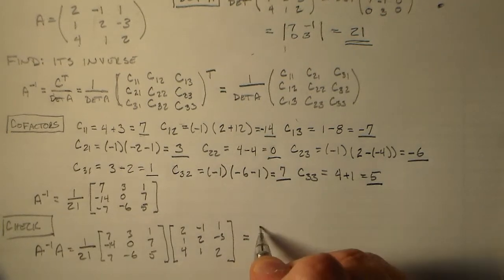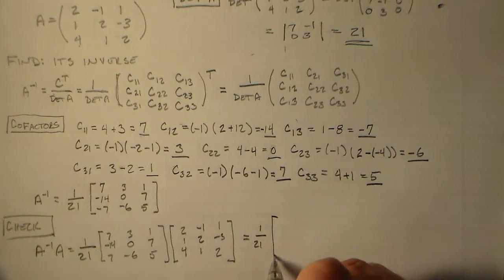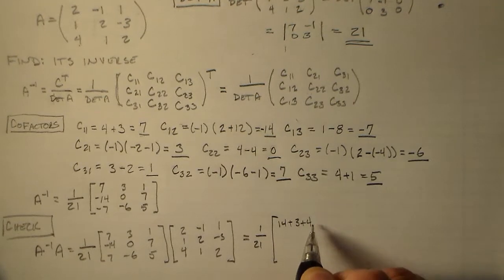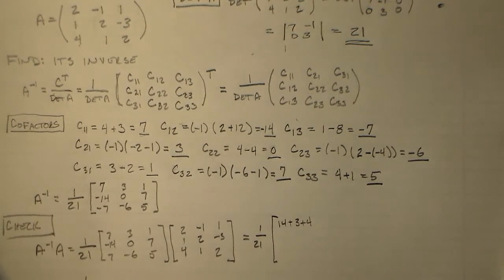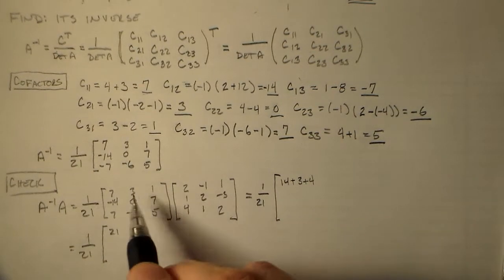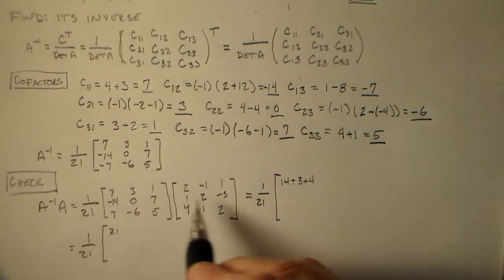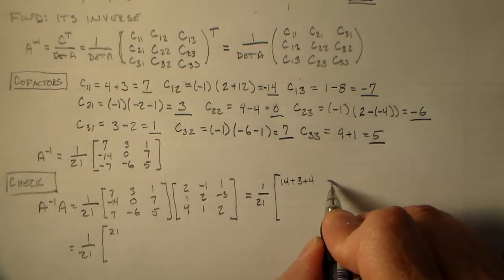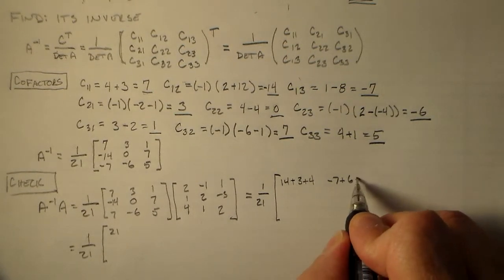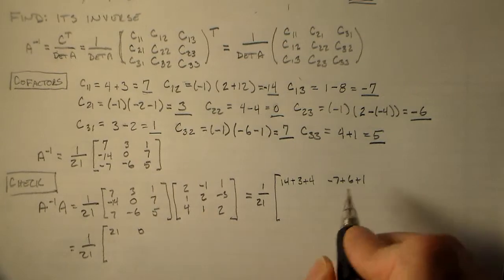We want to get 1 over 21 times 14 here, plus 3, 1 times 4 is 4, okay, so that's equal to 1 over 21, oops, let's move that up, times 21. Then let's just keep on going. We have 7 times minus 1, which is minus 7, 3 times 2, which is 6, and 1 times 1, which is 1. So that means this guy's 0.